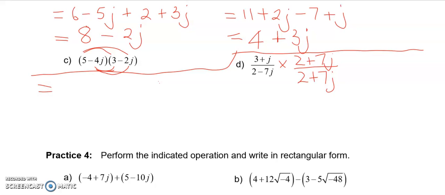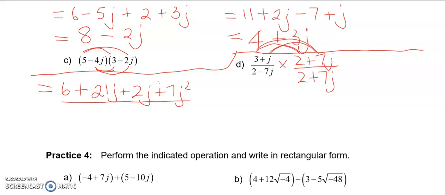I'll give myself some space. I have 3 multiplied by 2, which is 6. I have 3 multiplied by 7j, which is plus 21j. Then I have j multiplied by 2, so that's plus 2j. And then I have j multiplied by 7j, so that's plus 7j squared. Now that's just the numerator, remember. That's just the top. Now you have the denominator.